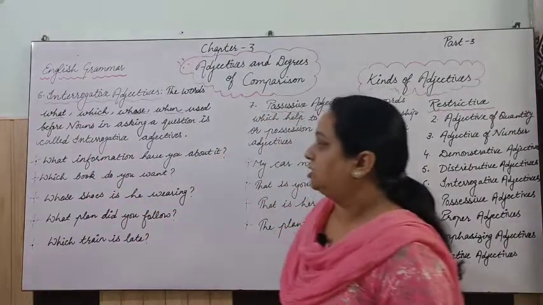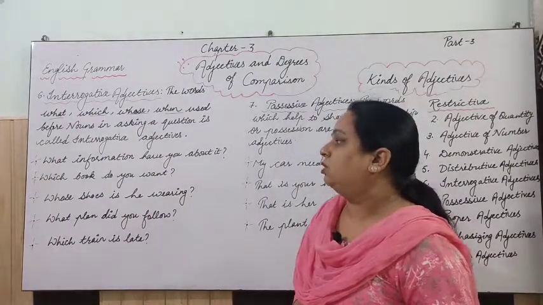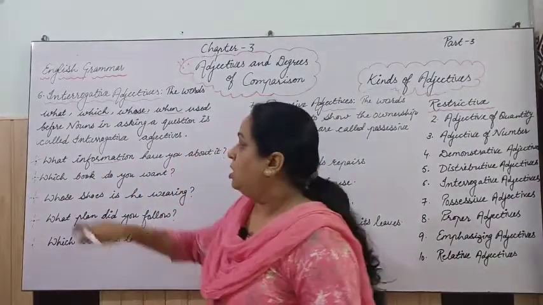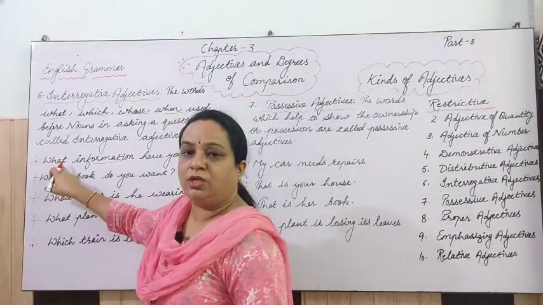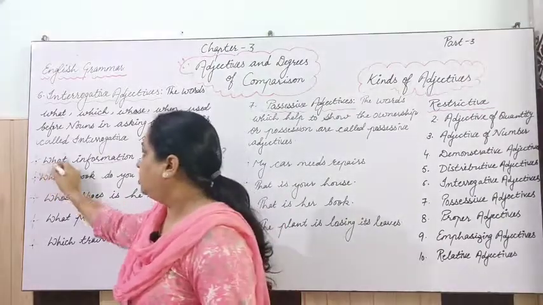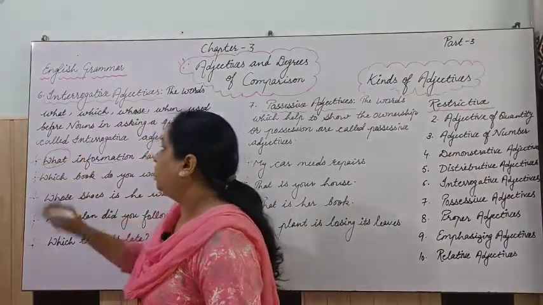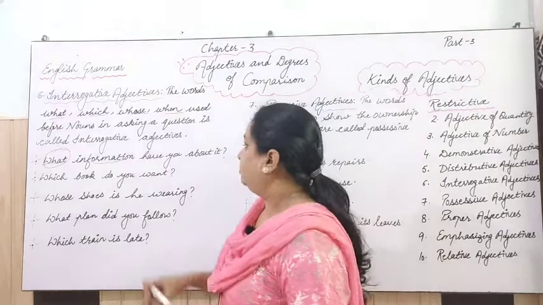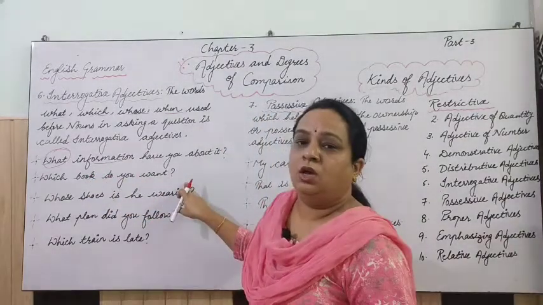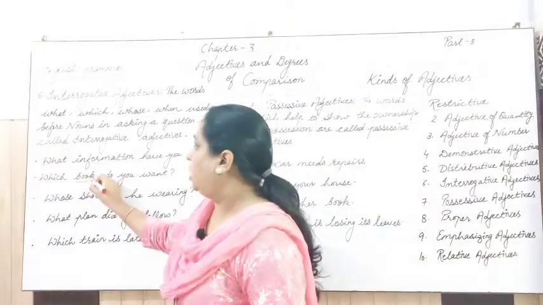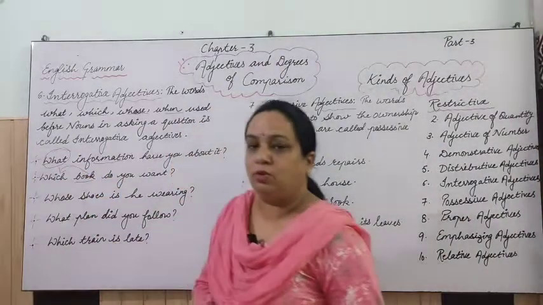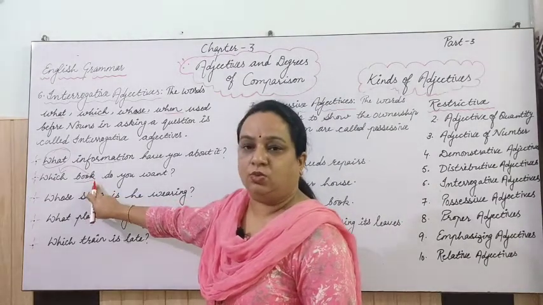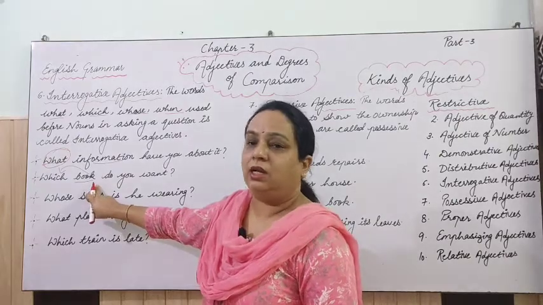Let's understand with the help of examples. What information have you about it? Here information is a noun, and before that there is what. This WH family word what is working as an interrogative adjective in this sentence. Okay, which book do you want? Book is a noun, and before that a WH family word, which is helping us to ask the question, and a noun is there after this word. So this is once again an adjective.